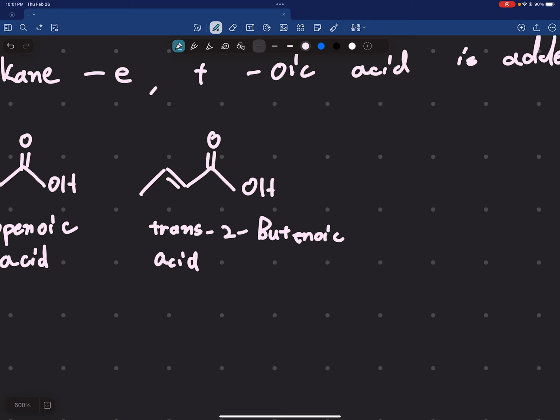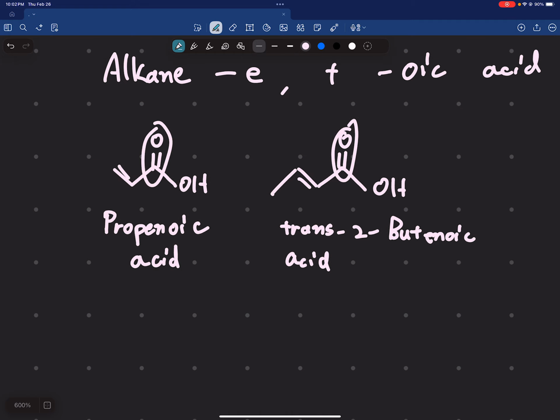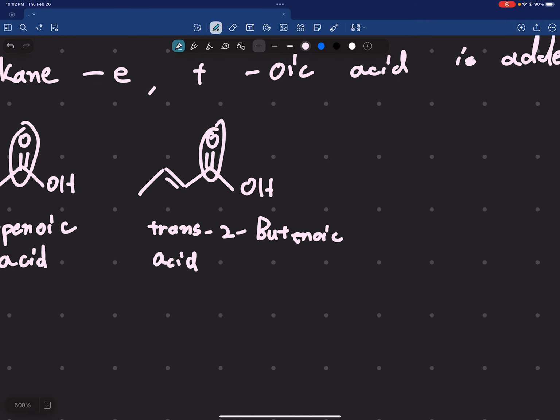So the carboxyl group will take precedence over most other functional groups. That carboxyl group will have higher priority than most other functional groups in the compound.